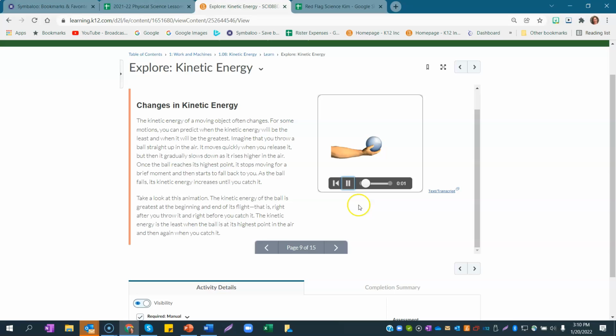So if we take a look at that, it kind of gives you an idea. You might want to draw that out, or you could write it out. But that answers question number 5. When is the kinetic energy the greatest in a ball that you throw in the air? It's when it leaves your hand and when you catch it.